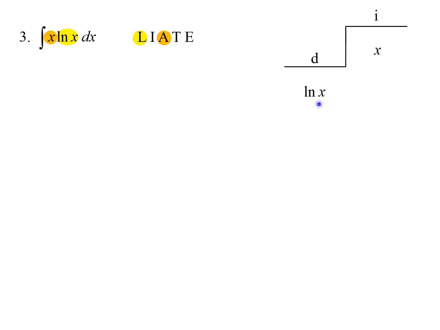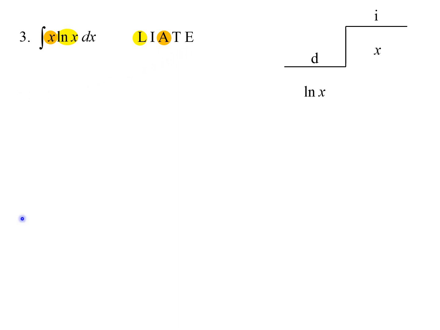Now, some people would say, well, put x here and the ln x here, and then zero out the derivatives eventually. Well, then the problem is you have to take the integral of ln x, which would then require an integration by parts. And so would this part here. So that's why we have this LIATE thing.